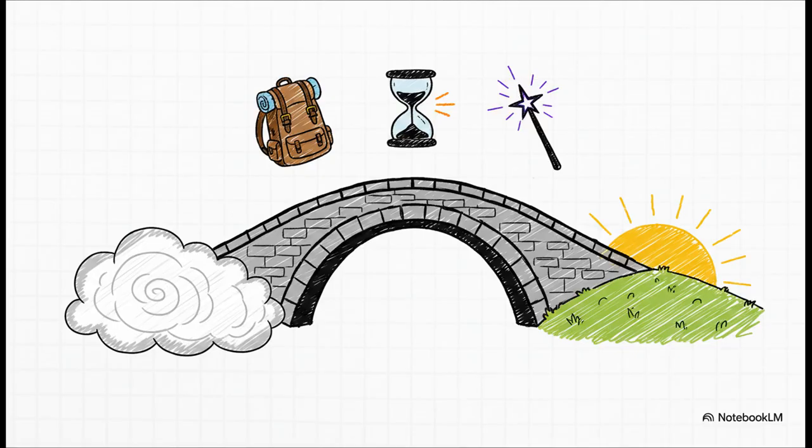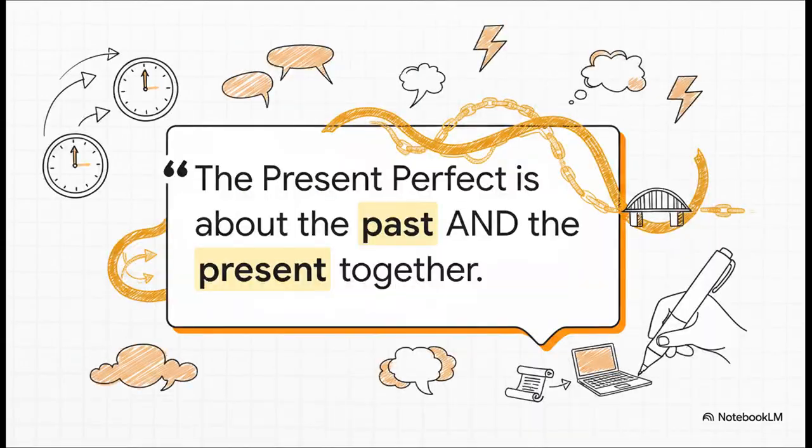So, wrapping it all up, the present perfect does one massive, absolutely beautiful job. It connects past actions with the present moment. We use it for our life experiences, for unfinished situations, and for recent actions that actively change our reality today. Let this single anchor stick with you long after this explainer is over. The present perfect is about the past and the present together.